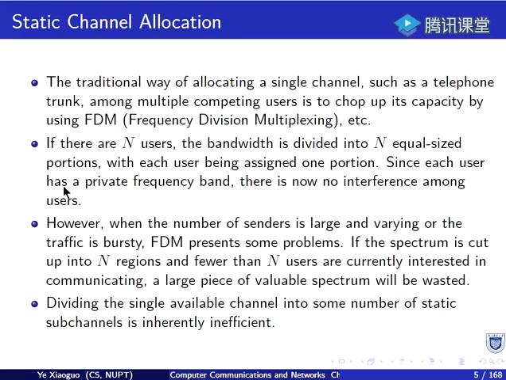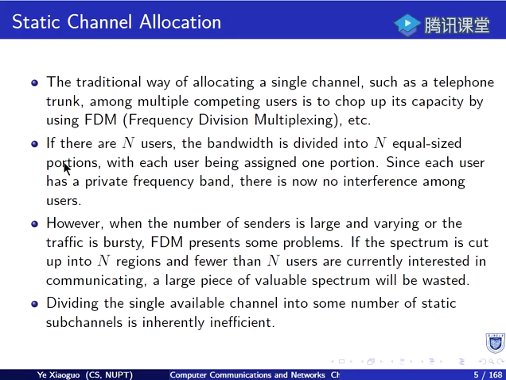Although static channel allocation has many shortcomings and is inefficient, it is the basis of allocation techniques. The traditional way of allocating a single channel, such as a telephone trunk, among multiple competing users is to chop up its capacity by using some static allocation method, such as FDM, TDM, CDM, and WDM, etc.